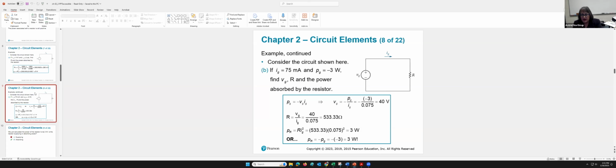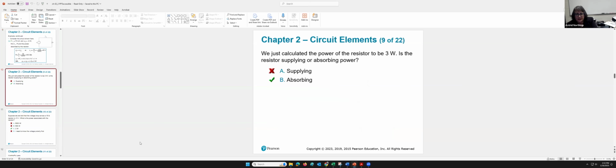And then after that, we also have I sub G, the current, which is 75 milliamps. When we plug those in base units, we get the resistance is 533.33 ohms. We then use that value and the current in amps, not milliamps, squared to calculate the wattage or the power, and then we can see that the power of the resistance is the negative of the power that's being generated, and it's equal to 3 watts.